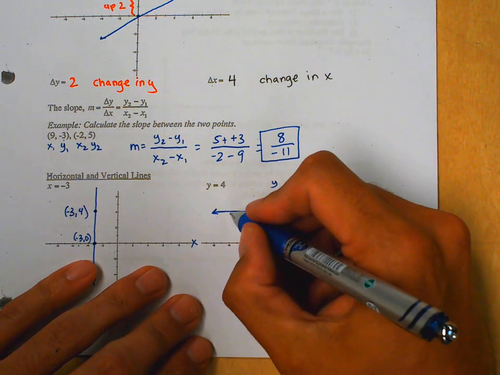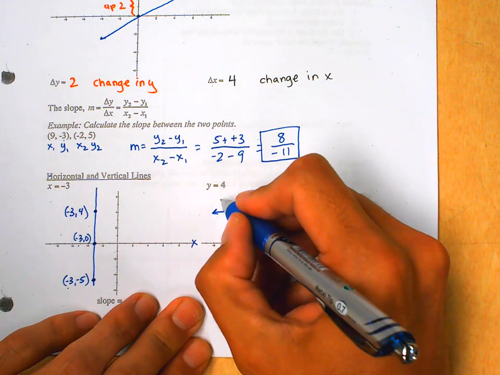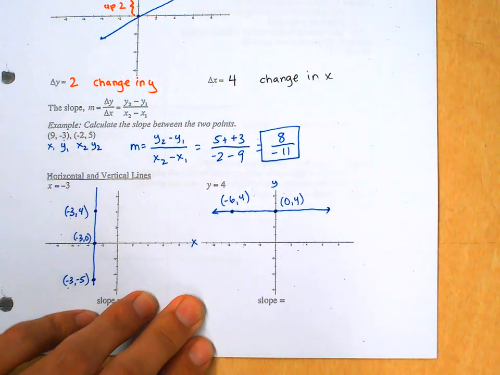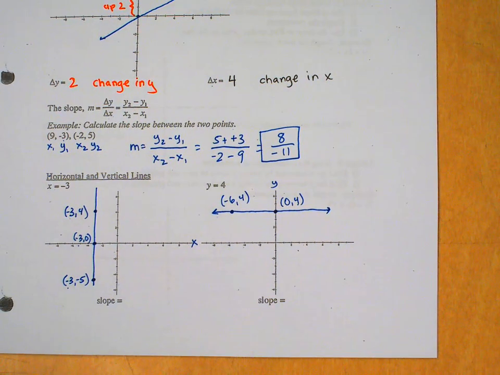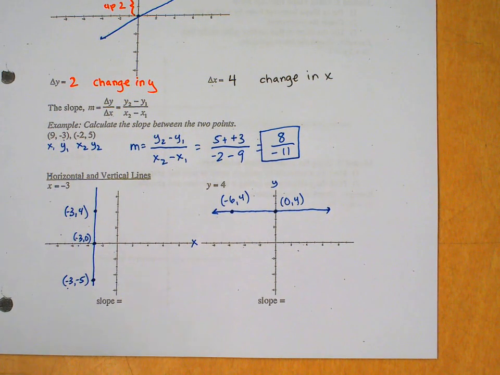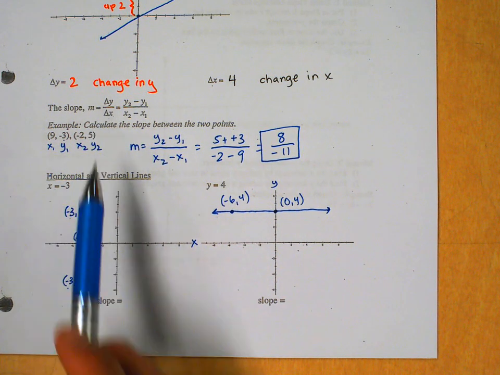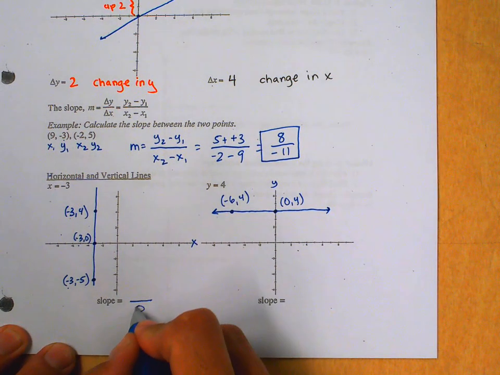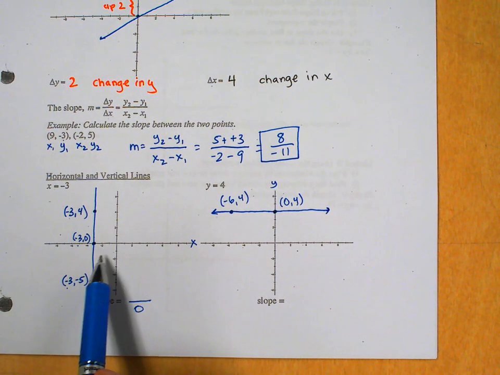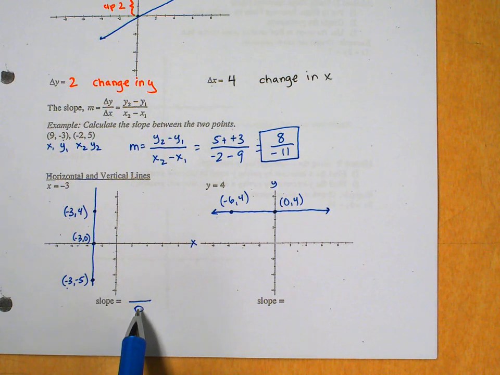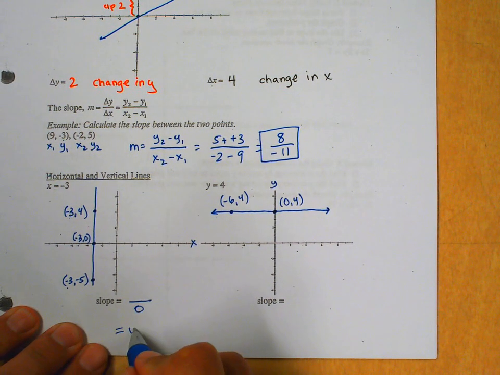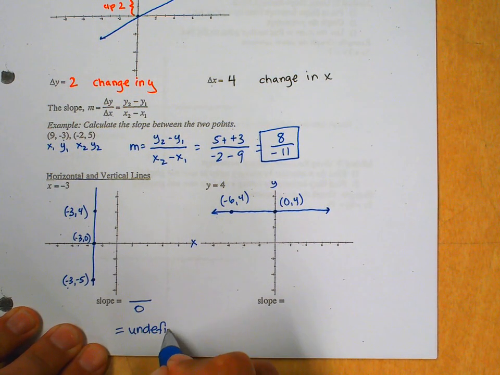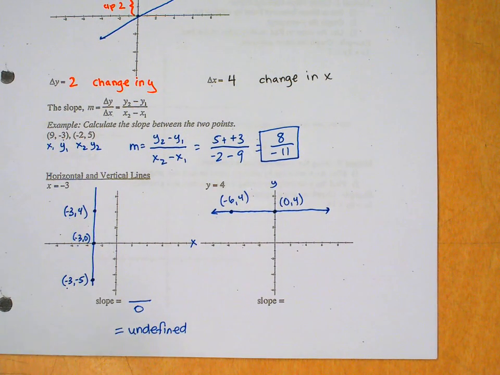If we go out here, that looks like negative 6, comma 4. And you see the y value is still equal to 4. Okay. Now, right here for the slope, remember it's change in y over change in x. Well, on a vertical line, the change in x was 0, right? It didn't go left or right at all. And so anything divided by 0 is undefined. So a vertical line has an undefined slope.